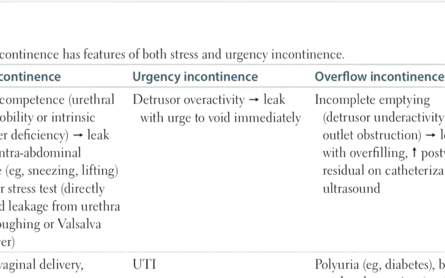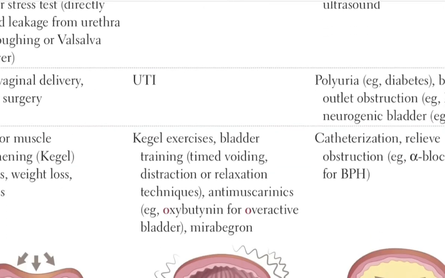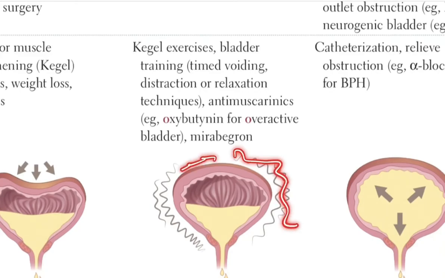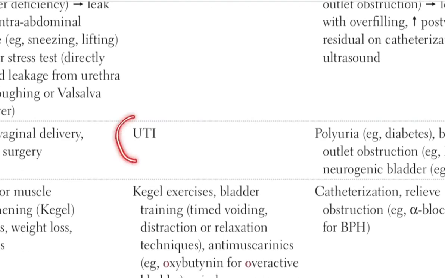Now, let us talk about the second incontinence, that is urgency incontinence. It occurs due to detrusor muscle overactivity, which leads to leakage of urine with the urge to void immediately. Am I clear? So, this occurs because of excessive activity or hyperactivity of the detrusor muscle, which makes a person void immediately. Now, it is majorly associated with multiple urinary tract infections like cystitis, pyelonephritis, etc.